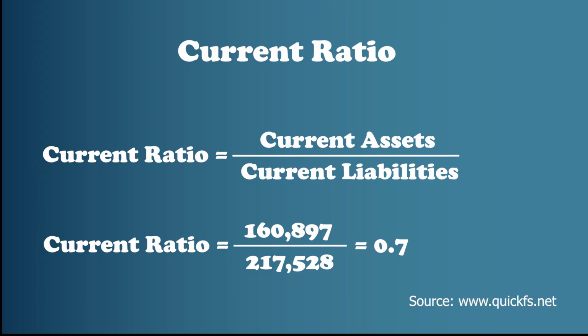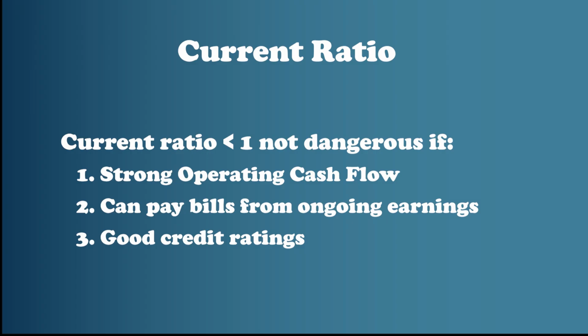When looking at the pharmaceutical industry, it's not uncommon to see a number between 0.8 and 1.2. Having a current ratio below 1 is not necessarily dangerous if, 1. The company has strong operating cash flow, which Novo Nordisk does. 2. If it can easily roll over short-term debt and pay bills from ongoing earnings. And 3. The company has excellent credit ratings, giving the company access to cheap financing if needed. So while a low current ratio can be a weakness for companies with weak earnings and balance sheet, it's not uncommon for strong cash generating companies to have a current ratio below 1.